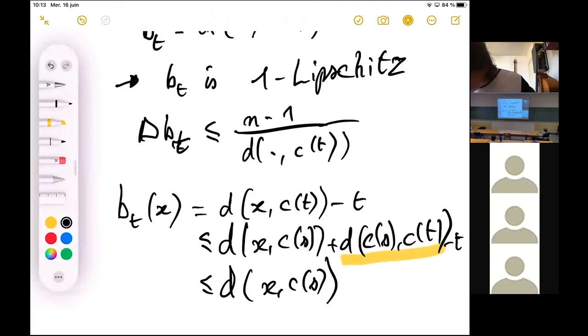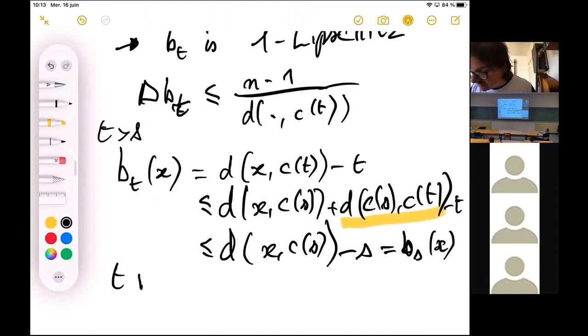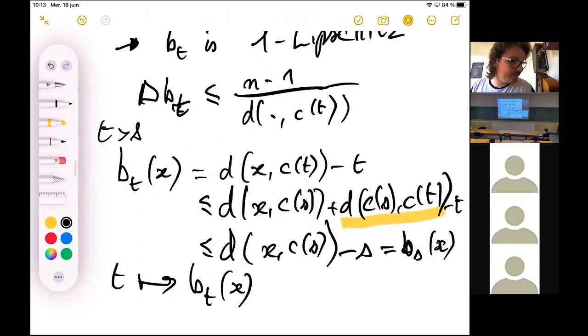Yeah, t is bigger than s. Assume t is bigger than s. So this will be t minus s, and t minus s, yeah. So I will get that, and this will be b_s of x. Okay. So it tells us that t maps to b_t of x, for every x, is decreasing or non-increasing.